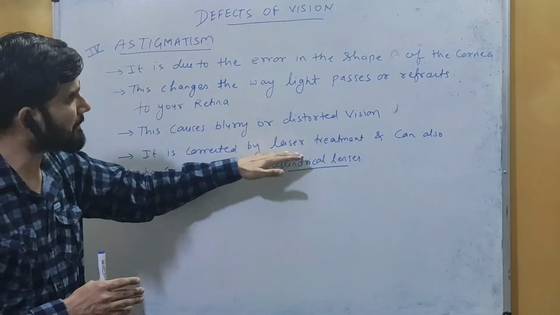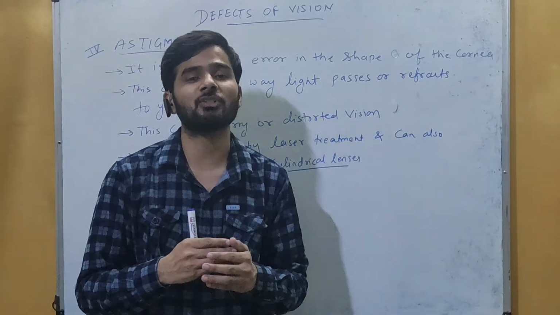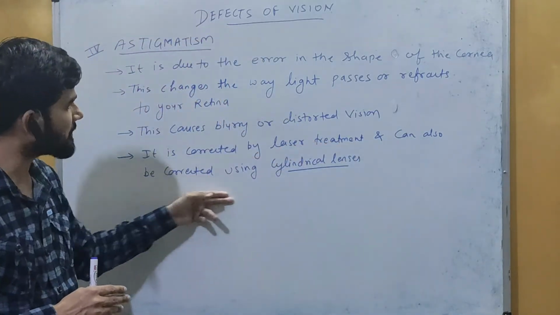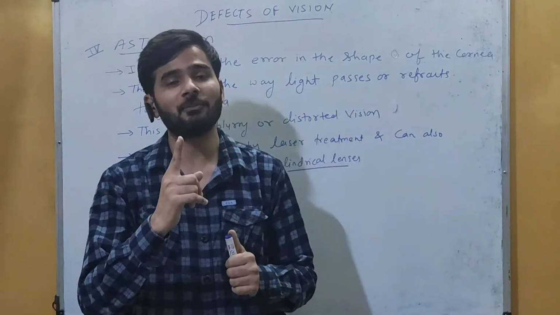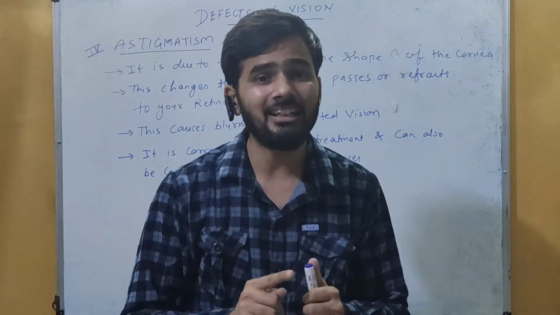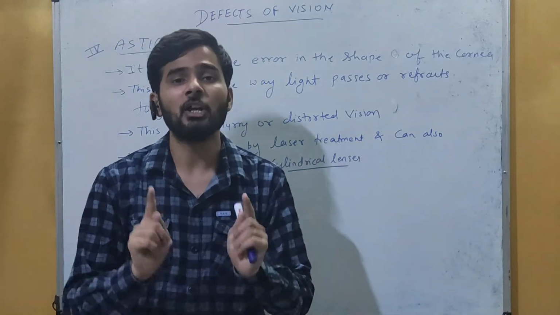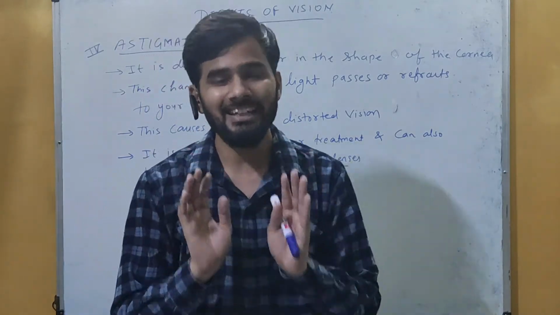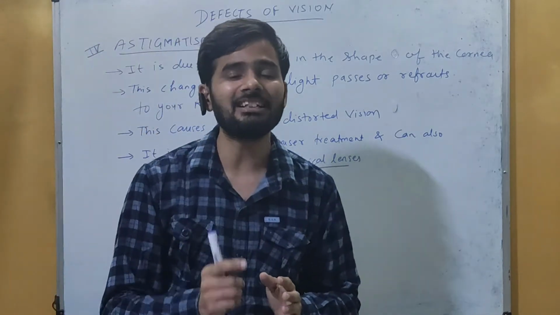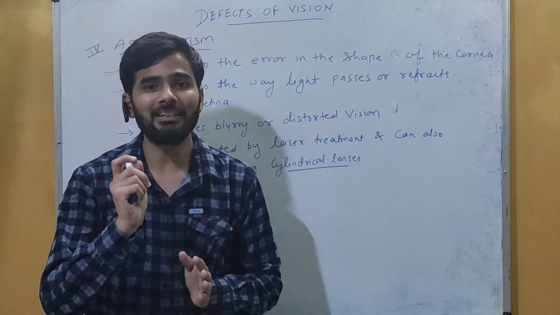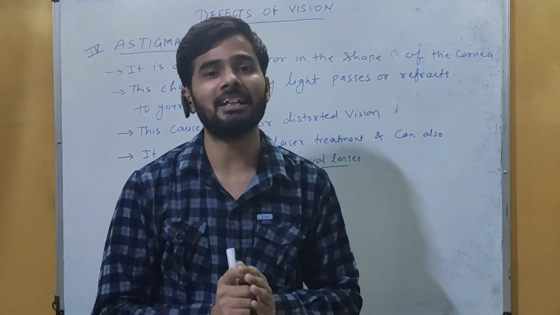Now this is corrected by laser treatment. Either we can have the laser treatment in which the proper shape of the cornea is again maintained, or it can also be corrected using cylindrical lenses. If we are using the cylindrical lenses, then what happens? The refraction taking place from the cylinder, all refractions will be uniform. And when there is uniform refraction, we will not have blurred or distorted vision. So for the correction of astigmatism we can use cylindrical lens or the laser treatment. And why does this defect take place? This is because of the defect in the cornea from where the light enters the eye.